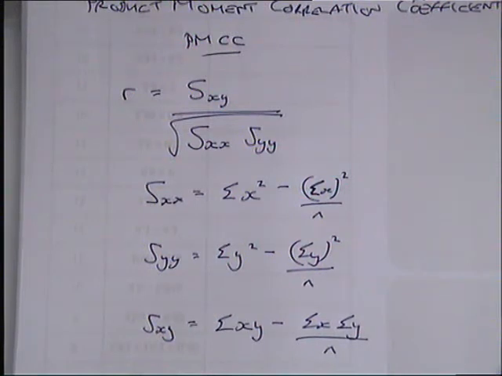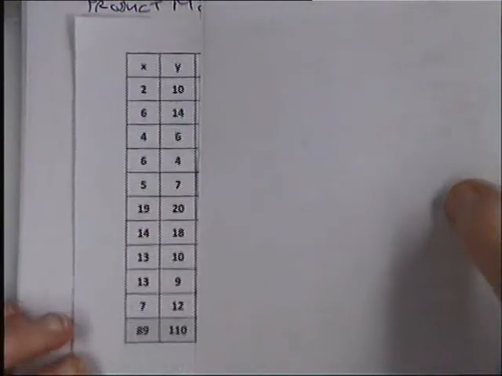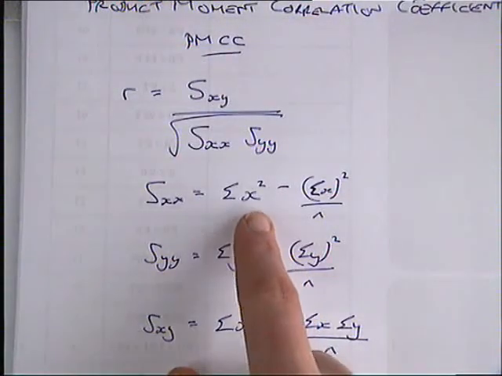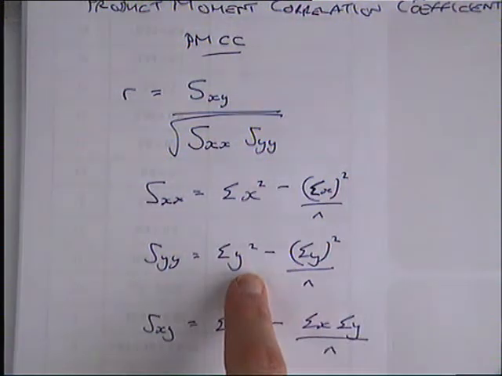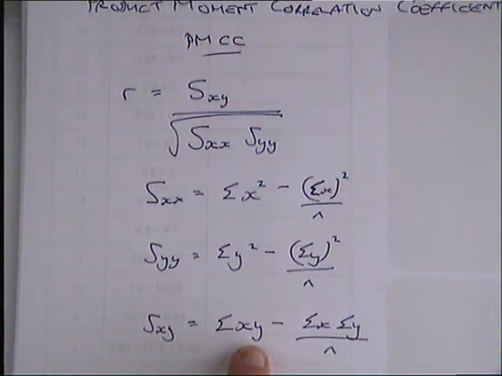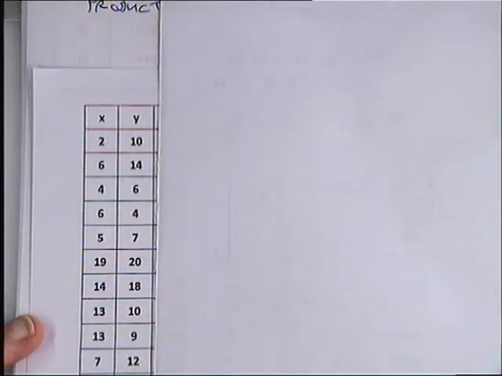So if you have a set of data, maybe a set of paired data, maybe you have x and y values that look like this, you have to work out various different things. If you look at the formula a minute, you need an x squared column in your data table, you need a y squared column in your data table, and you need an xy column, an x times y column in your data table.